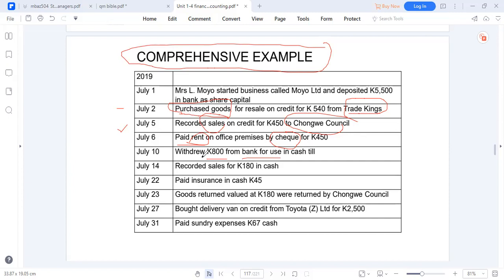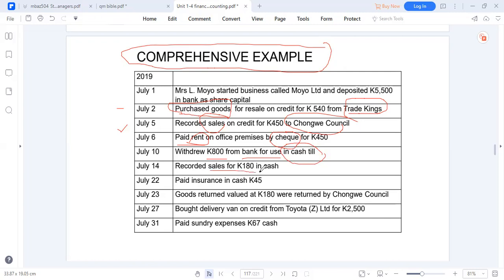But if we said withdrew 800 from bank for personal use, we have a new kind of account, which is called the drawings account. So we have a drawings account and the bank account. The bank account will be giving out, the drawings account will be increasing. Drawings usually reduce our capital.